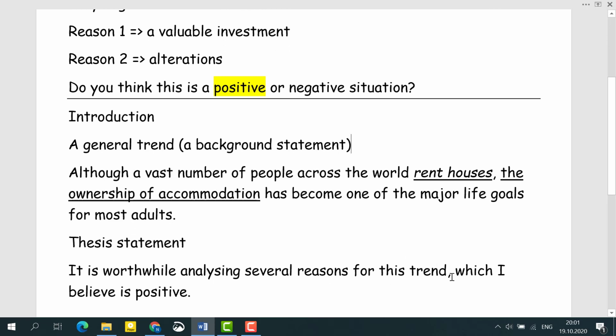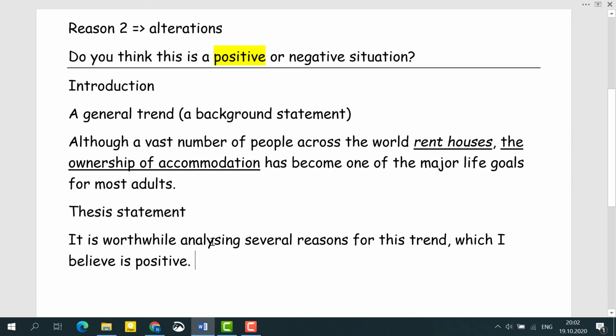Now, you might ask a question, Neil, why did you put a comma here? Okay, why? Because it's a non-defining relative clause, meaning that basically we can remove this part, right? And it's worthwhile analyzing several reasons for this trend. Full stop, that's it. But here I want to give some extra information. So when you want to give some extra information to the sentence that you have just written, okay, make sure to use a comma here. So which I believe is positive.